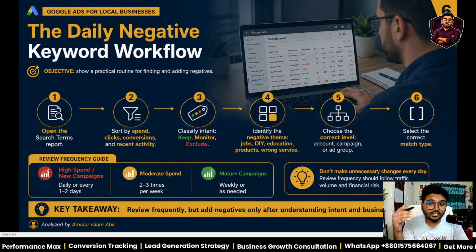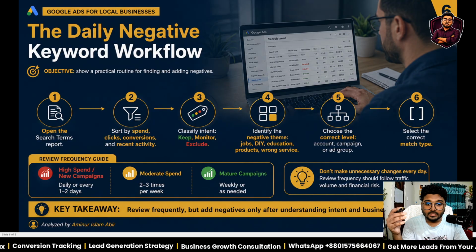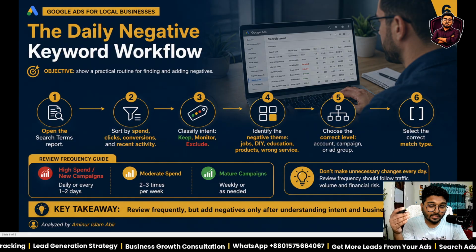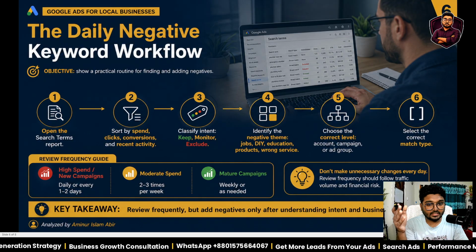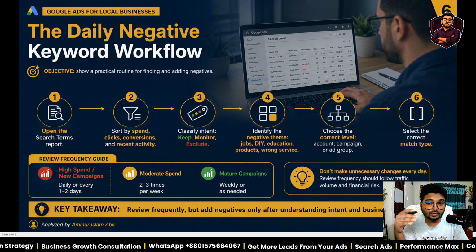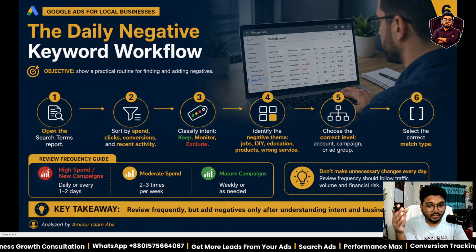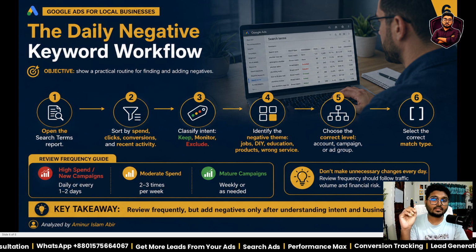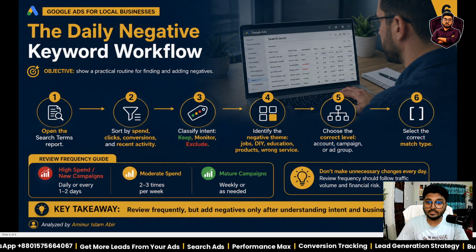Daily optimization does not mean making changes every day without a reason. New or high-spend campaigns may need daily review. Older low-volume campaigns may need review several times per week or weekly. Review frequency should depend on traffic, budget, and financial risk. Review often, but add a negative only after you understand the search intent. Once the process works, we can build a stronger negative keyword system.